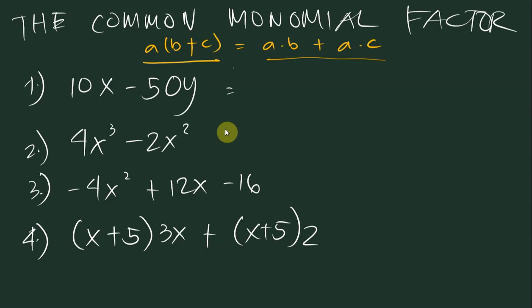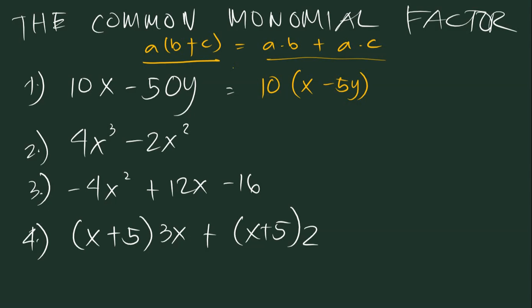For this particular one, what do you think is the common factor between 10x and 50y? So it's 10, right? If you express this as 10 times x minus 5y, this is exactly the same, because if we distribute this, this is 10x, then minus 50y, right? So that is how you factor the common monomial factor. This is how common monomial factoring works.